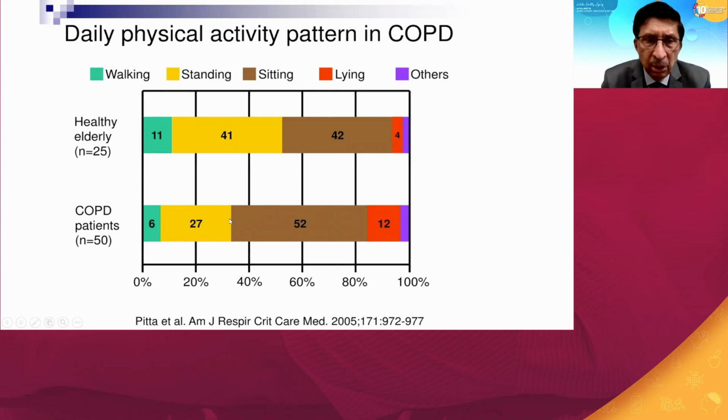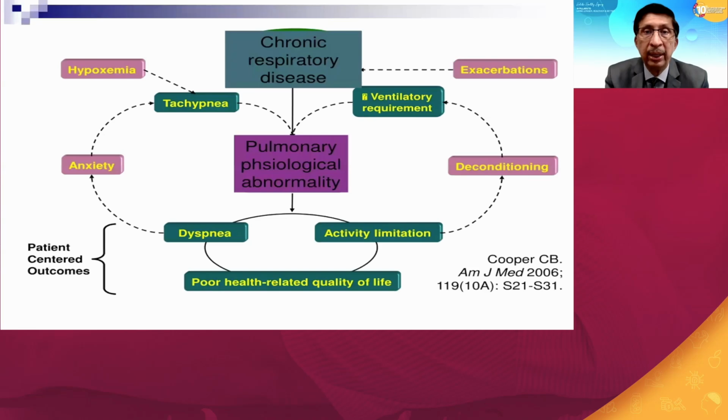But if you look at the COPD patient, there is a lot of inactivity. He is lying 12% of the time and sitting most of the time, almost 62%. Walking is only 6% because he gets breathless. He stops. He cannot walk any further. So basically, the exacerbations of COPD, the tachypnea, the anxiety, and the deconditioning all tend to cascade into what we call a poor health-related quality of life.